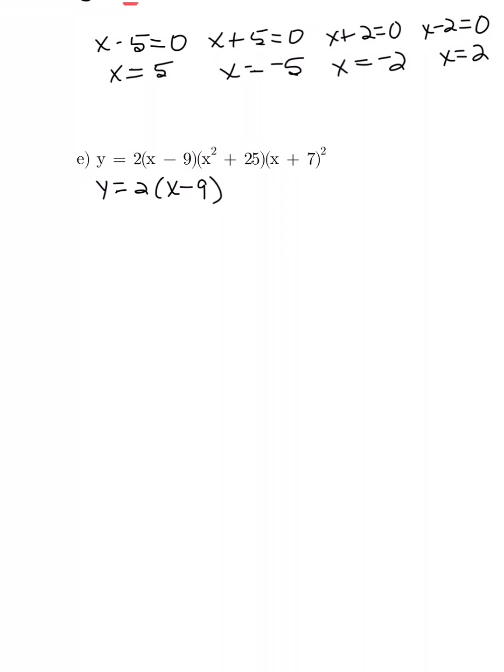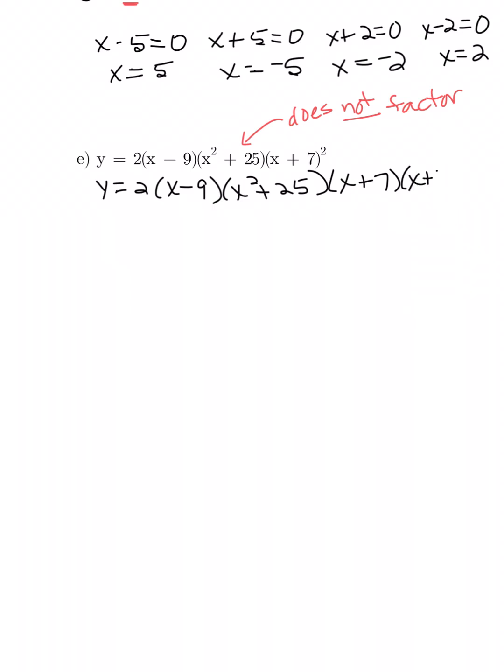This quantity of x squared plus 25 does not factor because it is a sum of squares, not a difference of squares. So we leave it as x squared plus 25. The last item, the quantity squared, means that we would have x plus 7 times x plus 7 written twice. So now when we think about setting this equal to 0, we still have this same equation.